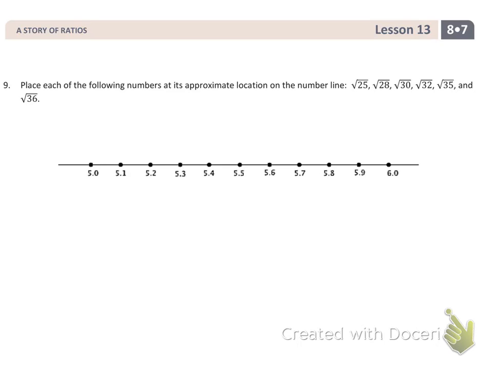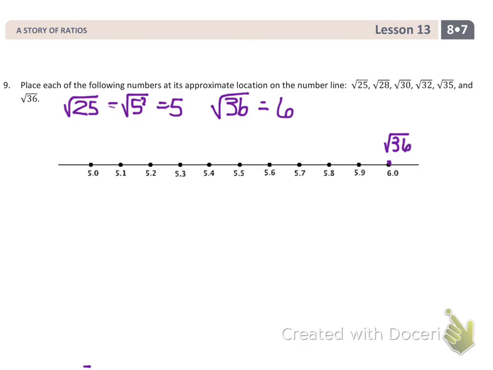Okay, so if you've had a chance to try this, then you can compare your answers with my solution here. There's a couple of pretty obvious ones, right? The square root of 25 is the square root of 5 squared, which is 5. And the square root of 36, right? So we can work with those right off the bat. So 6 is the square root of 36, and 5 is the square root of 25.